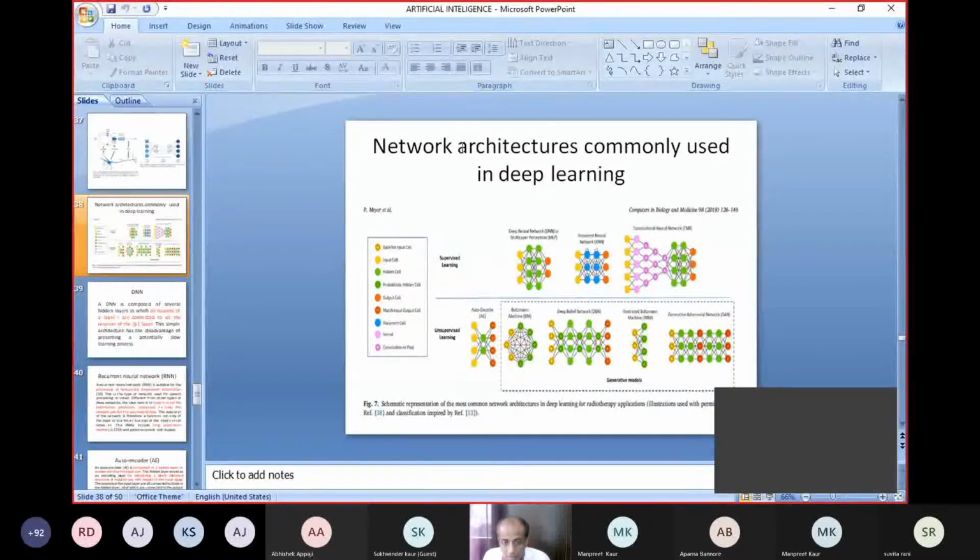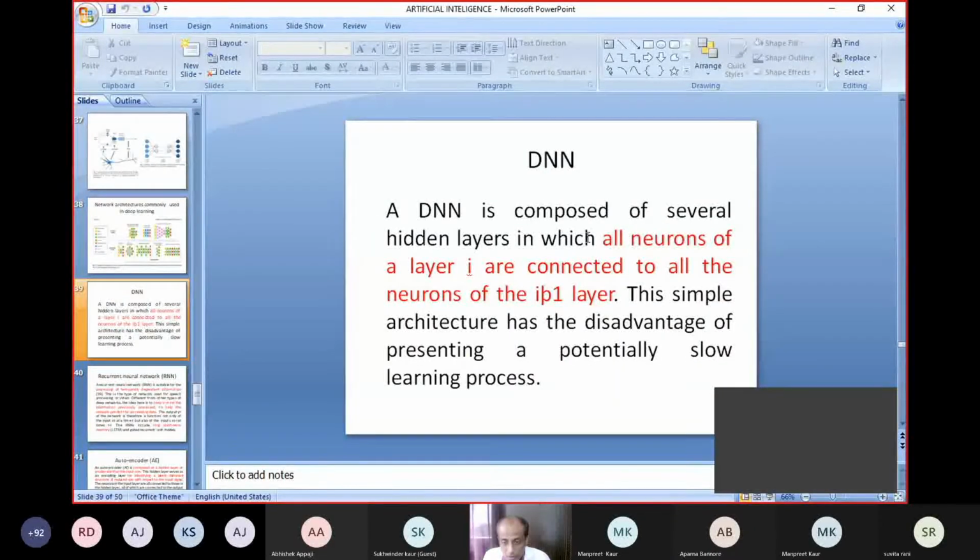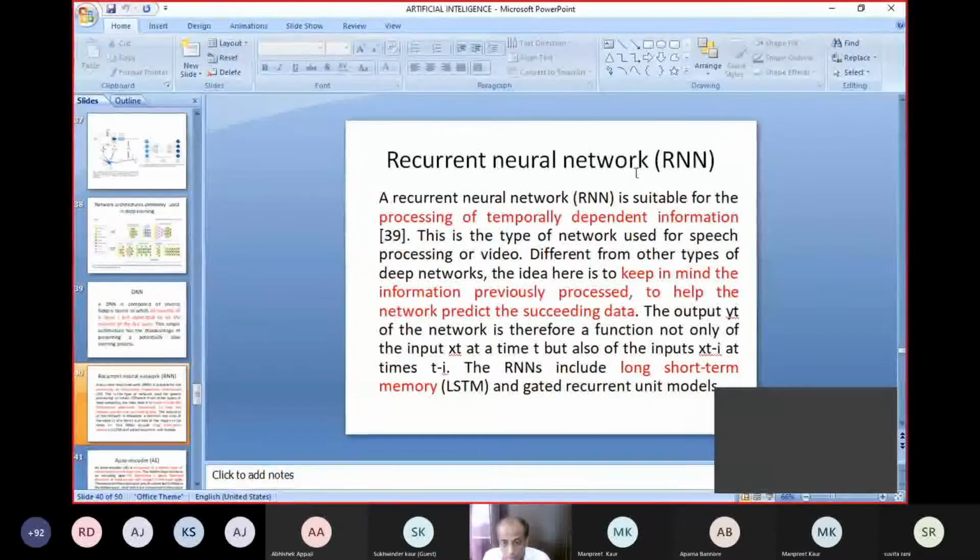There are different network architectures commonly used in deep learning. One is supervised, one is unsupervised. I will briefly describe each one of them. One is the DNN, which constitutes all neurons of layer I connected to all neurons of the next layer. Then a recurrent neural network is suitable for processing temporally dependent information. The information of previously processed data is kept in mind to help the network predict the succeeding new data. This is called a recurrent neural network.